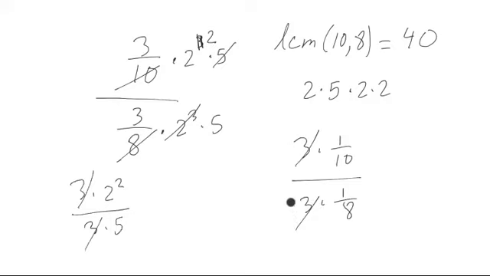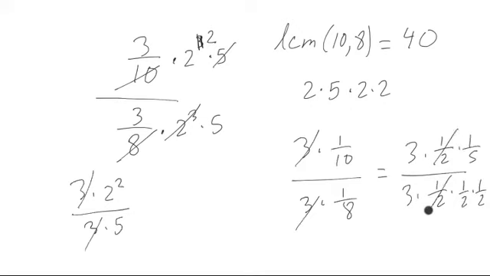Very snazzy. And if we want to be creative, we could have noticed that 1/10 was the same as 1/2 times a fifth. And you could have noticed that 1/8 was a half times a half times a half. And notice that you have 1/2, 1/2, they're the same. You can cancel them out. It's 3, 3, same, you can cancel out. Then you'll be left with 1/5 over 1/4. A fifth over a fourth.